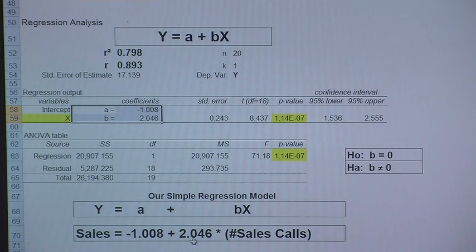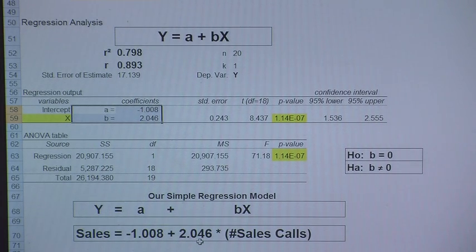But keep in mind, we're just working with sample data here. We're not working with population data. If we were to draw another sample of salespeople and conduct a Pearson correlation coefficient and conduct a simple regression analysis, our results would hopefully be similar to, but not exactly equal to, what we report here. So what we can do in this simple regression model is calculate a 95% confidence interval for B.